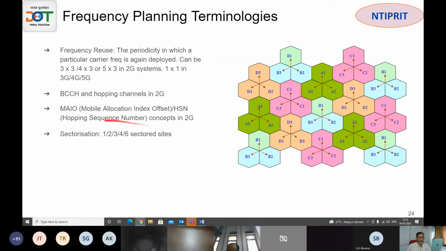And sectorization. This is a very interesting topic because, as I said, a site is a very big investment. So any operator will like to take maximum return on a given investment. You have already constructed the tower, your OPEX and CAPEX on infra is already fixed. So by adding sectors, if you can increase the revenue from the site, that's a very big choice that is available to the operator.